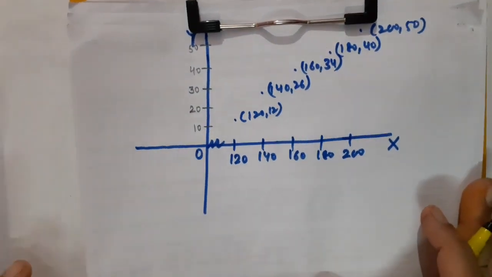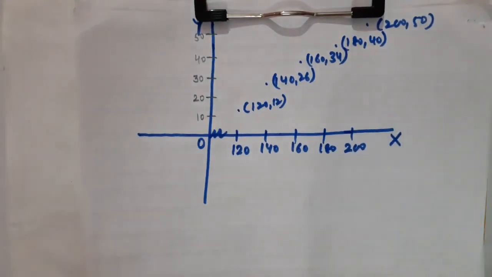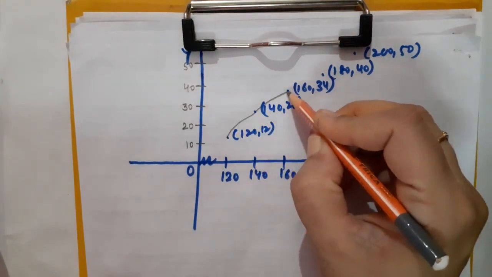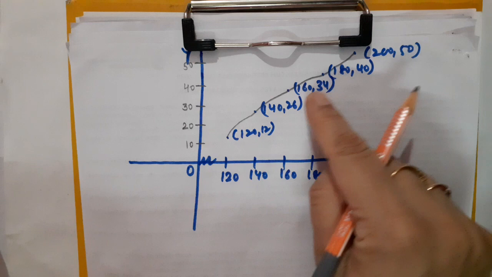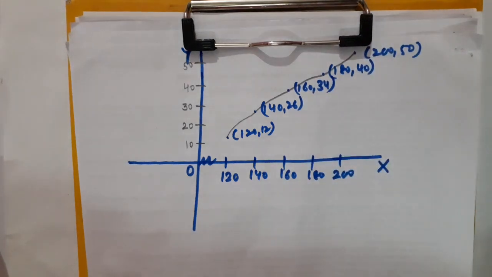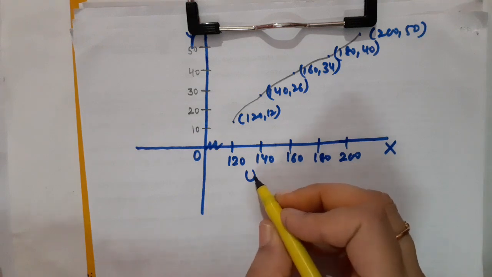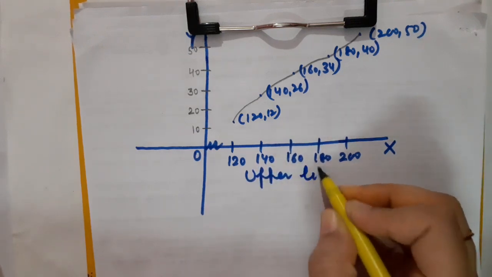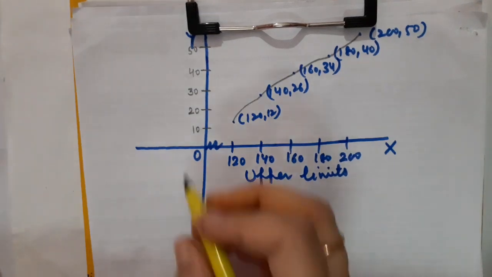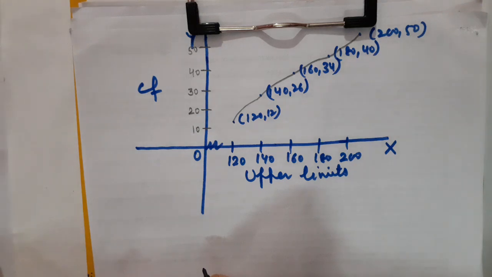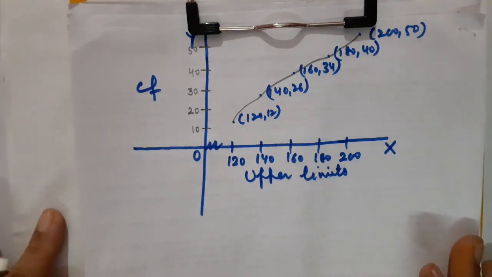Correct? Now as I told you, we are just going to draw a freehand smooth curve while joining these coordinates. So let us draw. You can see that it is going in upward direction as I explained to you. Okay? Let us write the complete details. As you know, x coordinate will be upper limits and y coordinates will be cumulative frequency. Correct? What else is left? Only scale factor is left to write.